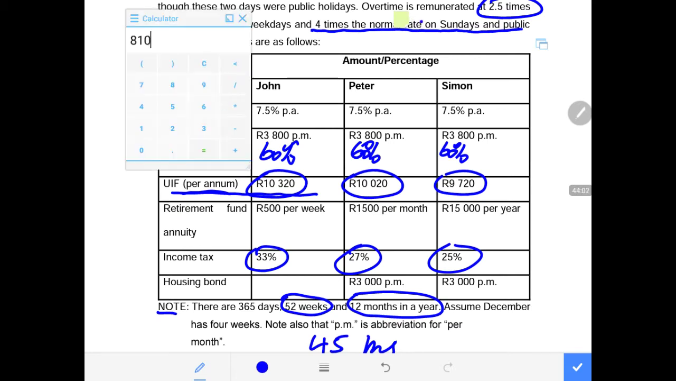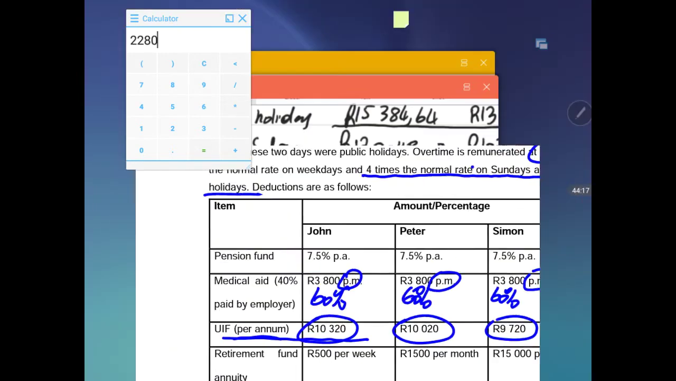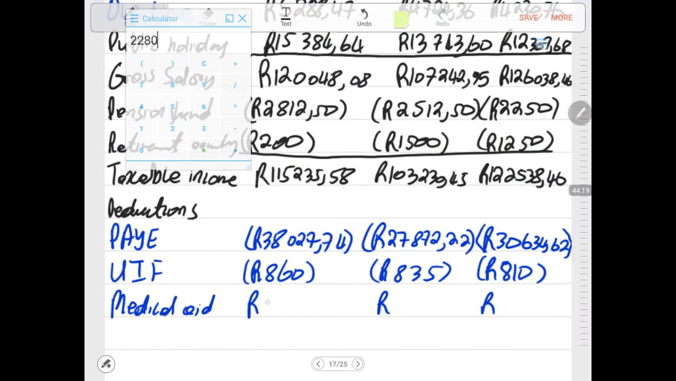So now out of this 3,800, which is per month, and we are doing the wage statement per month here, 3,800 per month times 60%. So all these employees' medical aid is 2,280. So we are done with the deductions.